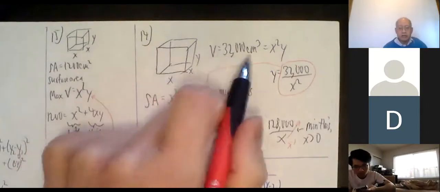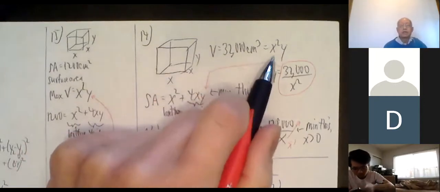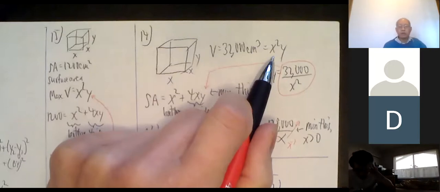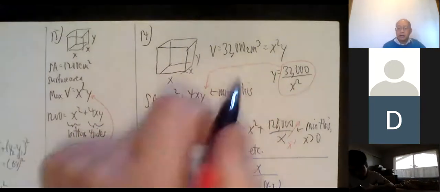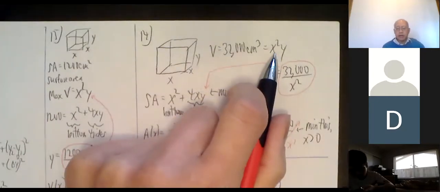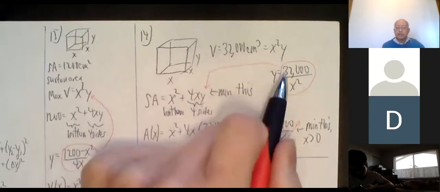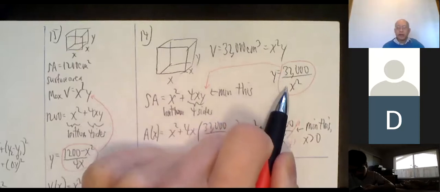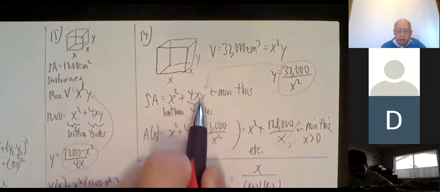I have 32,000 equals x squared y, solve for y, right? So the normal protocol is solve for the variable that is not x. Okay, so how do I solve for y? Simple, just divide by x squared. So y is equal to 32,000 over x squared. Okay. That gets plugged in right over here.